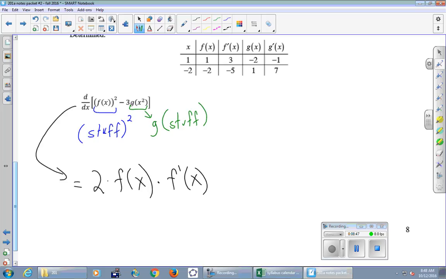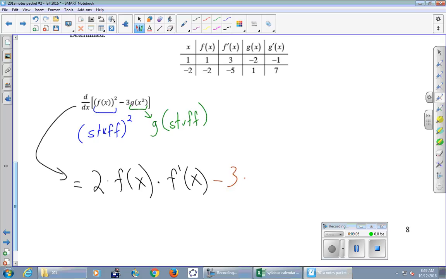Let's do the next part. I see a subtraction sign. We'll do this guy in another color. Okay, we see the subtraction sign. 3. What happens to that 3 when I take a derivative? Stay or go? Stays, right? That's a 3 times. So I'm copying the 3.